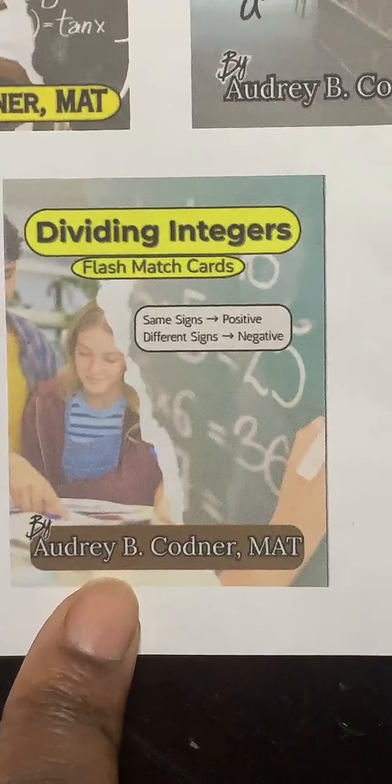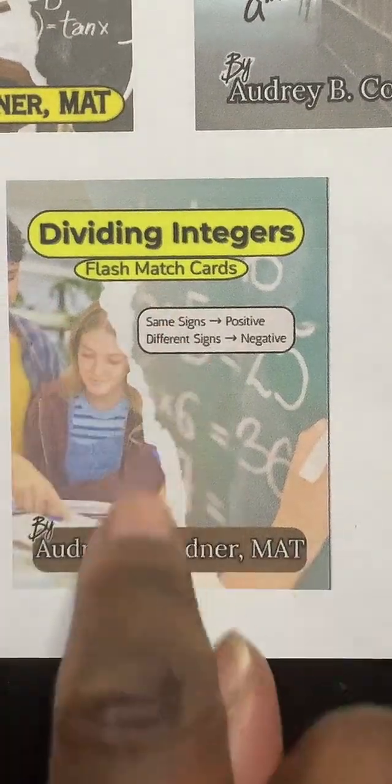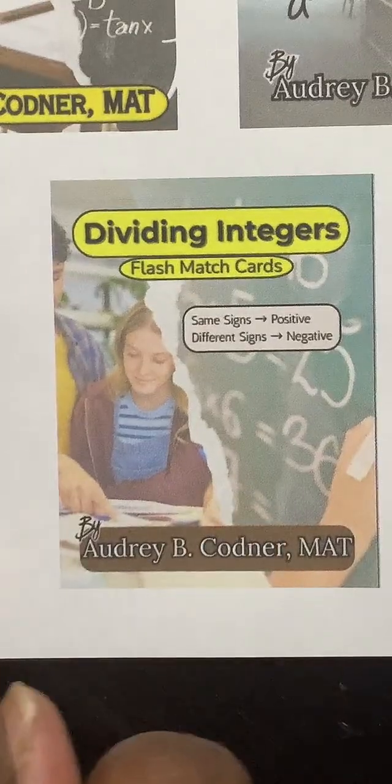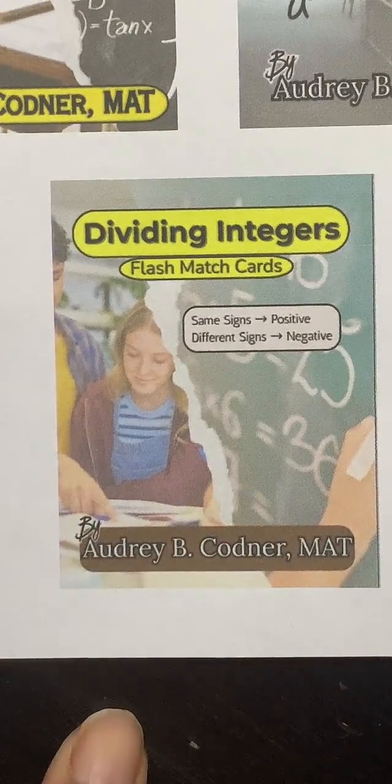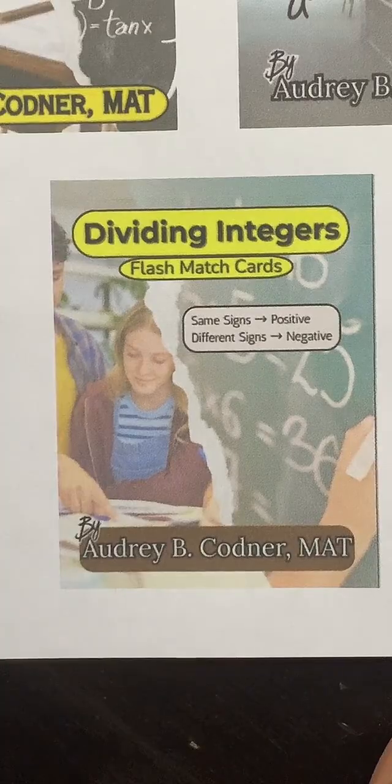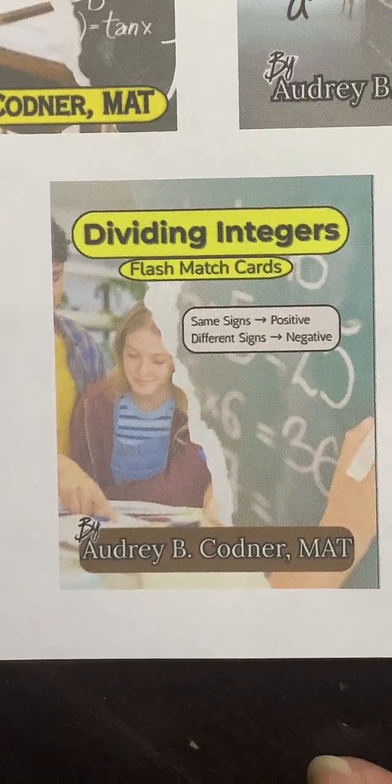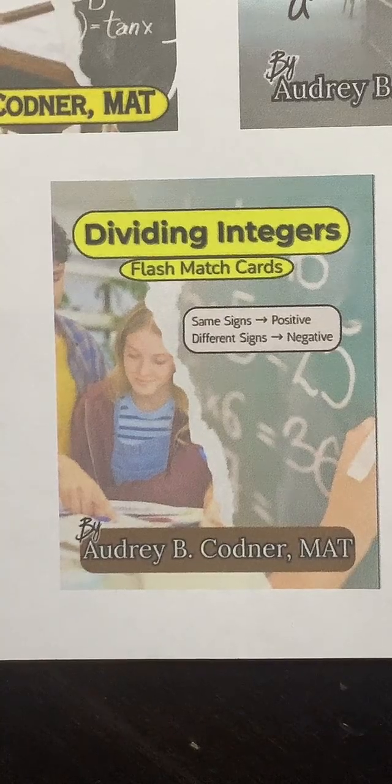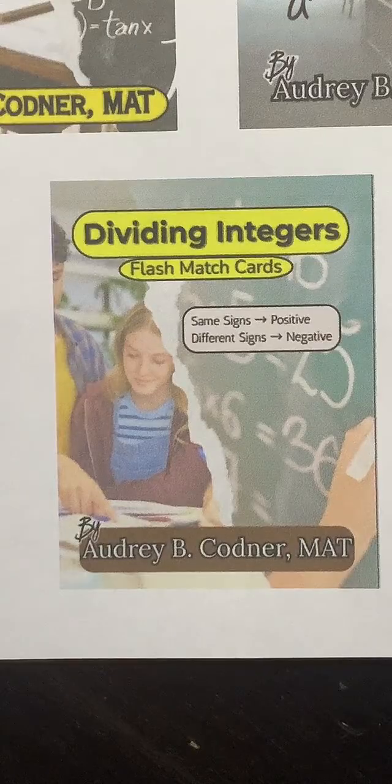And then last but not least for right now is dividing integers. Similar, the same as the multiplying. One number is positive and the other negative, or there are some where both are negative, just to get you up and ready.